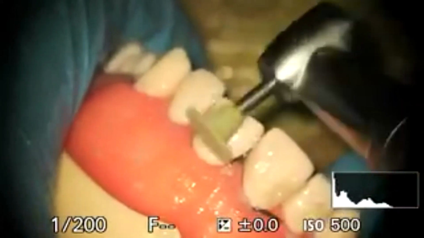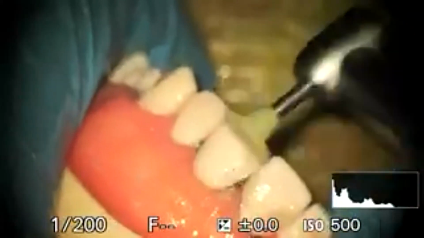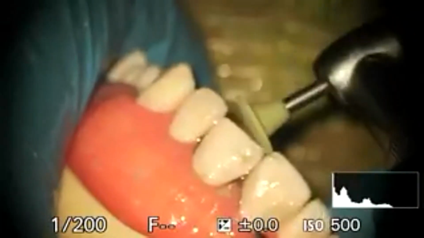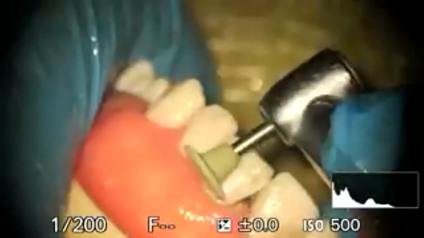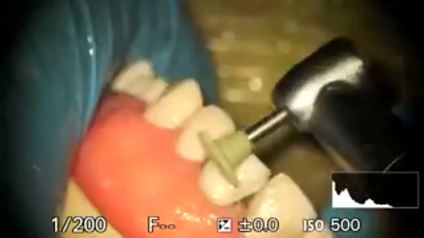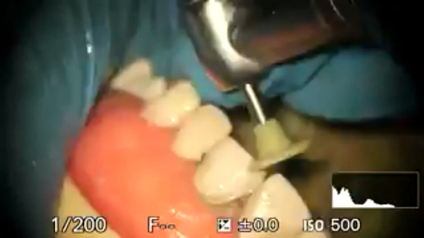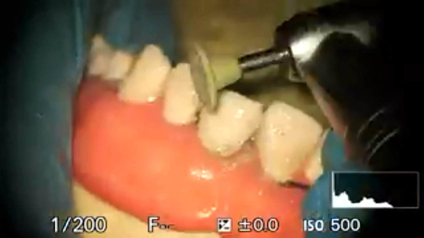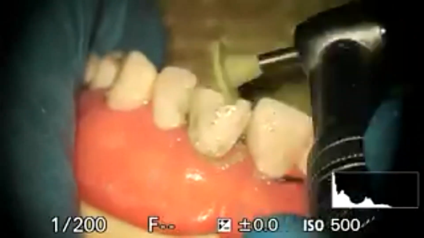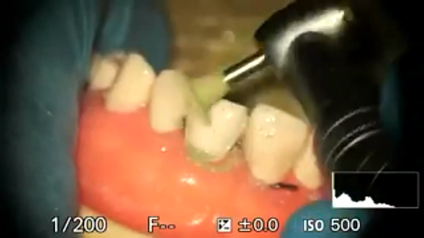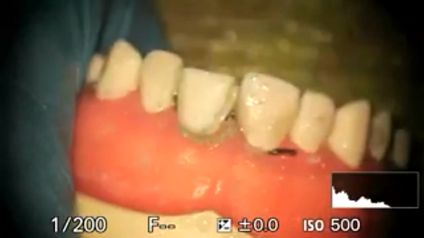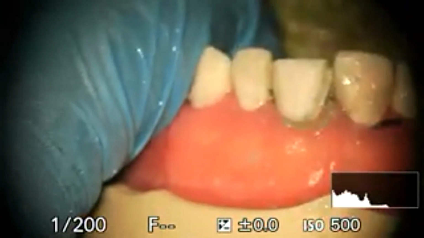Finally, you can use the composite polisher, any composite polisher, and just polish the prep. Remember, it's an adhesive based prep. So you will anyways etch it and micro etch it on the day of bonding. But right now you want the light body to record the crypts and the depths very nicely. And that's why just polish it nicely with a composite polisher and your prep is done.